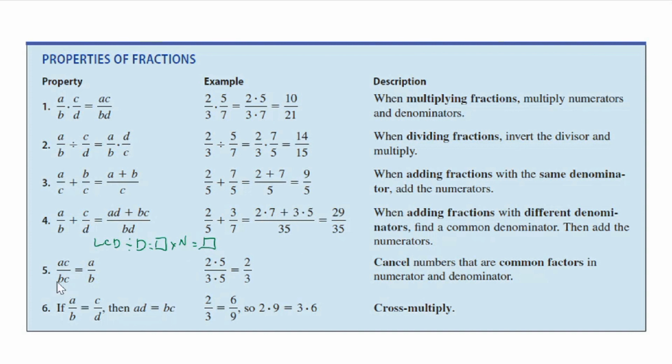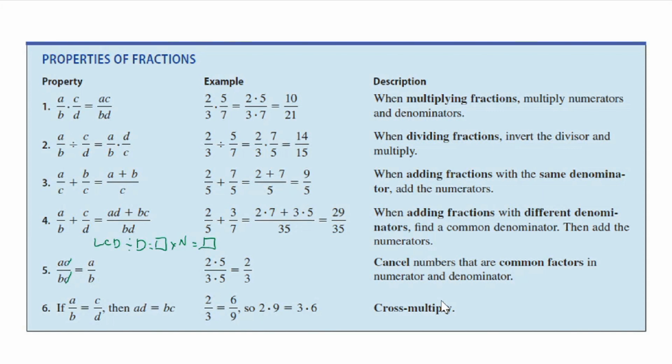All right. And for number 5, we have AC over BC. This is just equal to A over B because we have C in the numerator. We also have C in the denominator. When we divide that one, the C over C is just equal to 1. Or we can use cancellation. We have AC over BC, so we can cancel C and C. Therefore, the remaining variables or answer will give us A over B. Okay, cancel numbers that are common factors in the numerator and denominator.